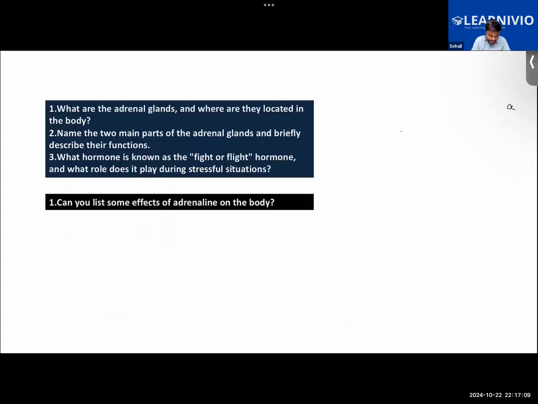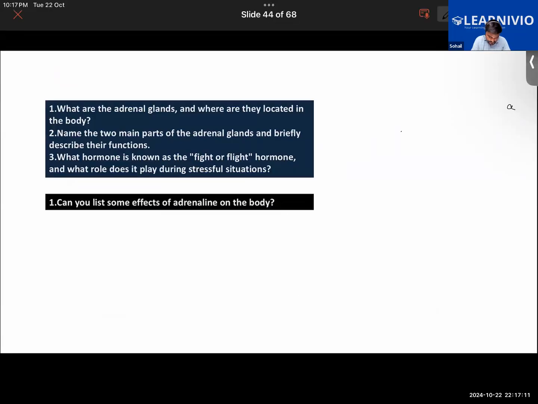Okay, answer these questions. What are the adrenal glands and where are they located in the body? Adrenal glands are the glands which secrete adrenaline, and they are located above the kidneys.